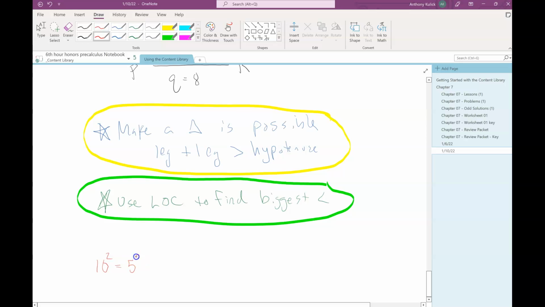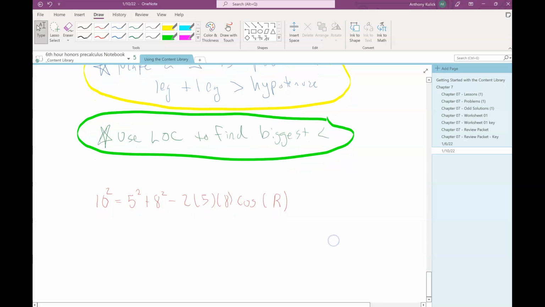So we say R squared is equal to P squared plus Q squared minus 2 times P times Q times cosine R. Now I want to point out to you guys the single biggest algebraic mistake I see students make is that they type in 5 squared plus 8 squared minus 2 times 5 times 8 to their calculator and turn that all into one number. Can I do that? No. The 2 times 5 times 8 is a coefficient on a variable.